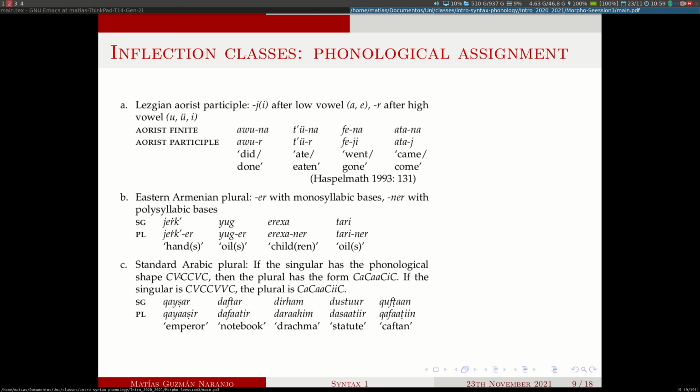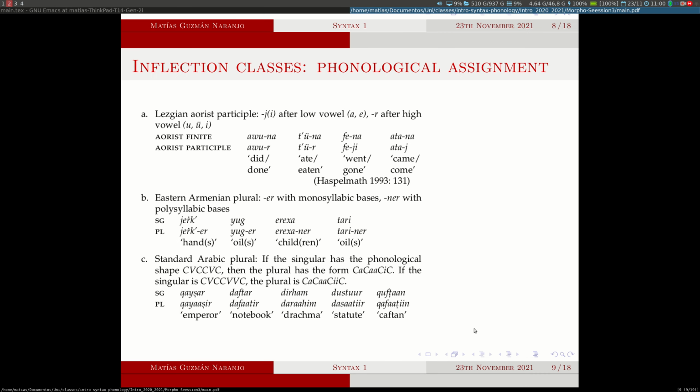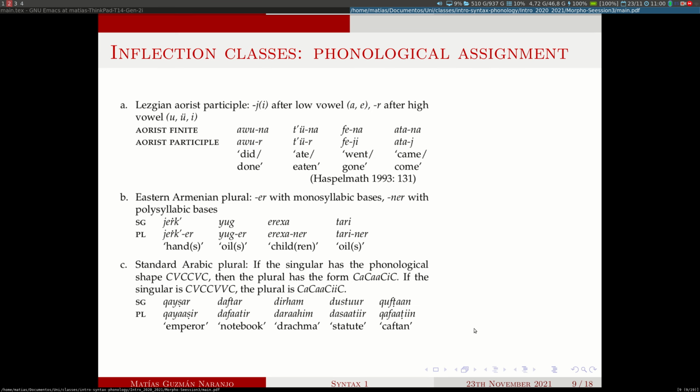And this is another example from Standard Arabic, where the shape of the CV structure of the base determines whether you have a plural form with this shape or with this shape. And as an exercise, try to figure out which one's which. It's relatively straightforward.